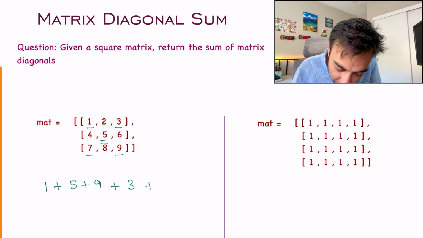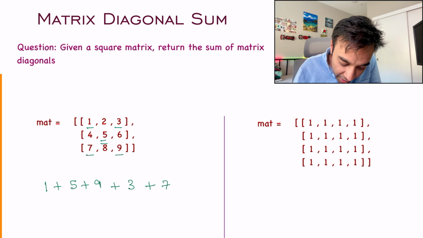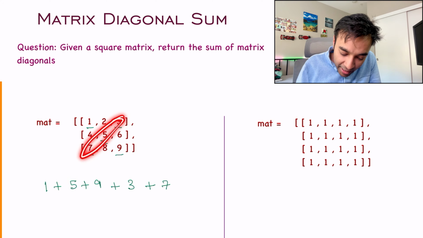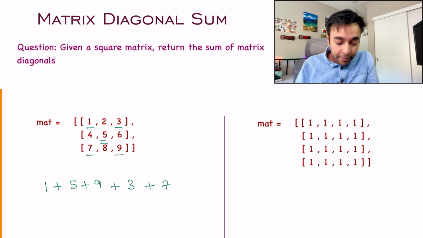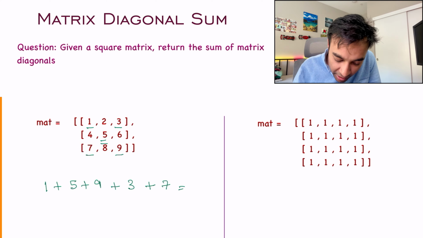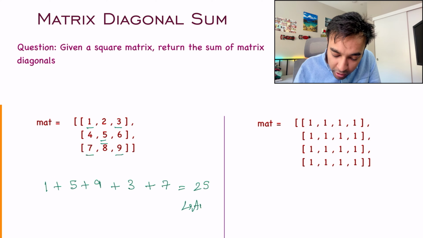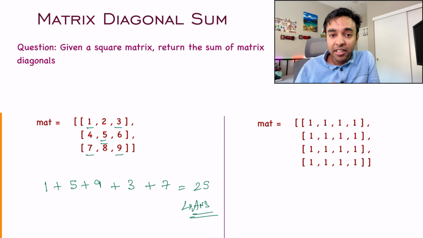So notice that we have already covered 5 over here, right? So while covering the second diagonal, we will not include 5 again. Now, when you add up all of these values, you get 25. So for the first test case, 25 is your answer.